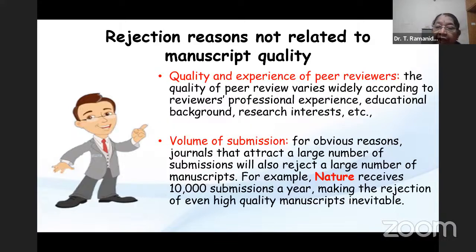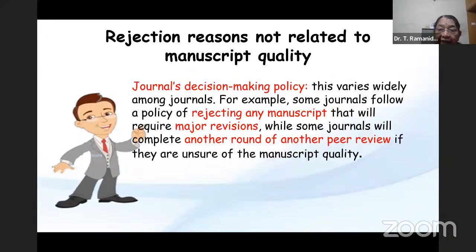Then quality and experience of the peer reviewers. That is also very important. The quality of peer reviewers varies widely according to the reviewers' professional experience, educational background, and research interest. That is what I said. A senior reviewer's view may be different from a junior reviewer's. Then again, the volume of submissions. If the volume is higher, see, for example, Nature receives 10,000 submissions per year, making the rejection of even high quality manuscripts inevitable, because it can accept only less than 400 or 500 articles.